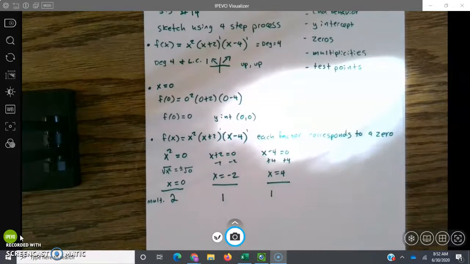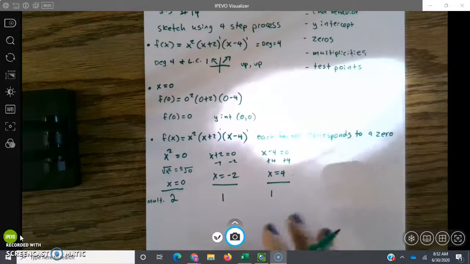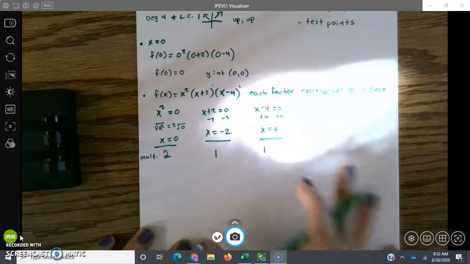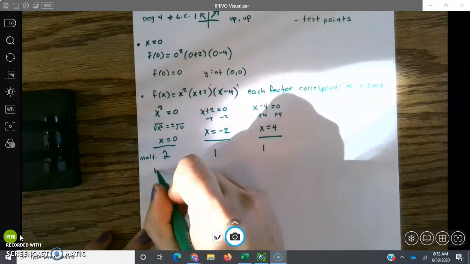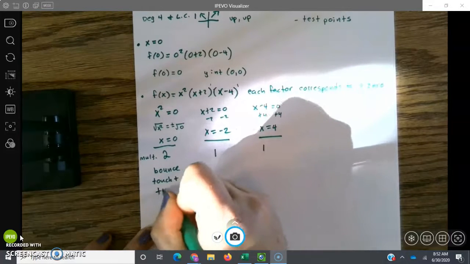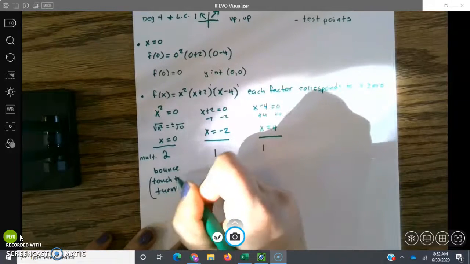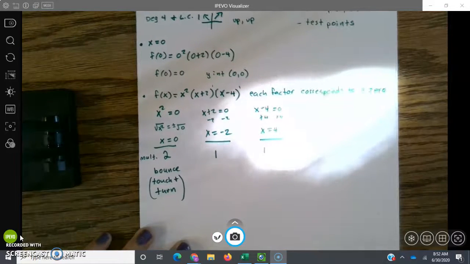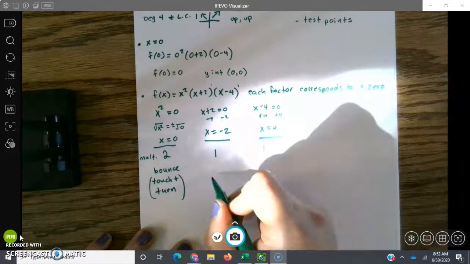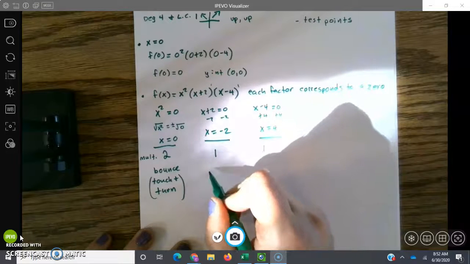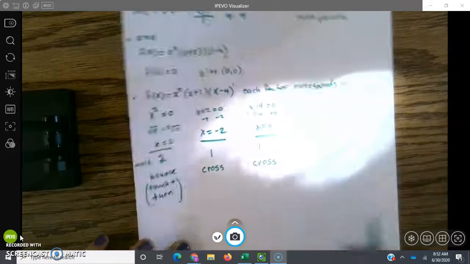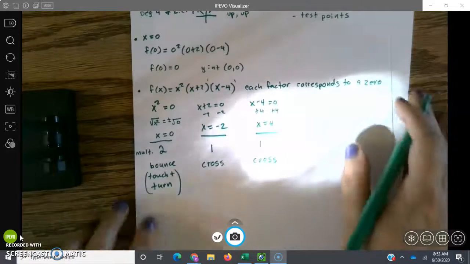So why do we want to know the multiplicities? Well, the multiplicities tell us what happens at the zeros. If my multiplicity is 2, this is going to bounce, or touch and turn. So we'll have something kind of like an x squared where it hits the 0 and comes back up. Then for a multiplicity of 1, it's going to cross at those points.